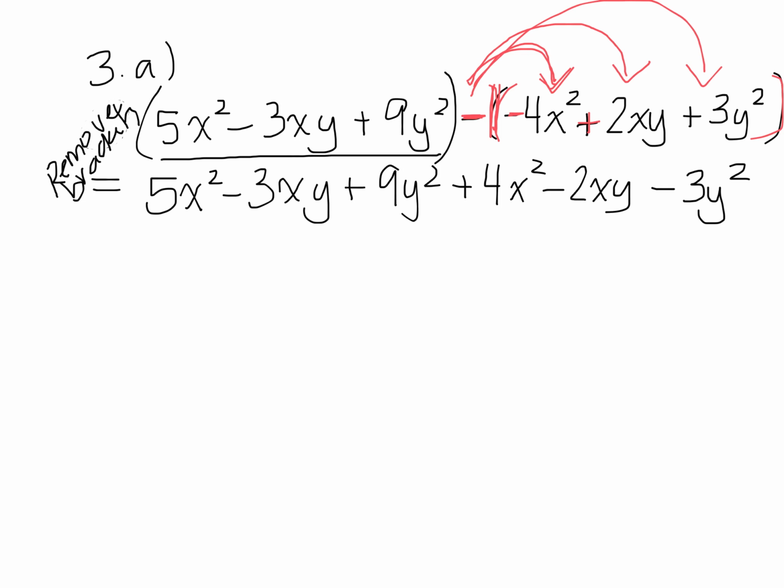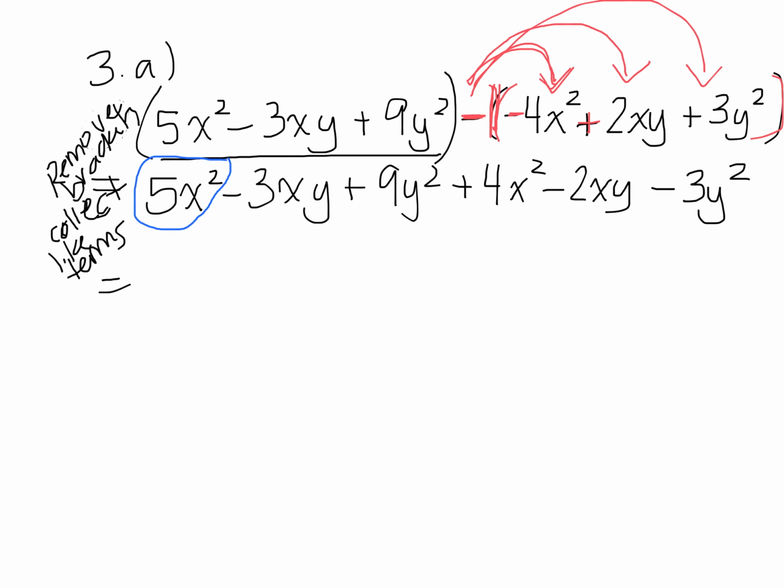We need to now collect the like terms. And this is where a lot of you went wrong. You cannot add terms together that have different exponents. So the first step here is to identify which terms are alike. Okay, look here please.